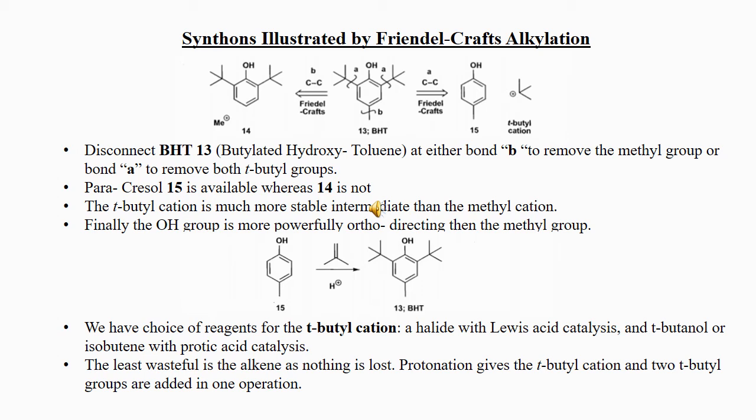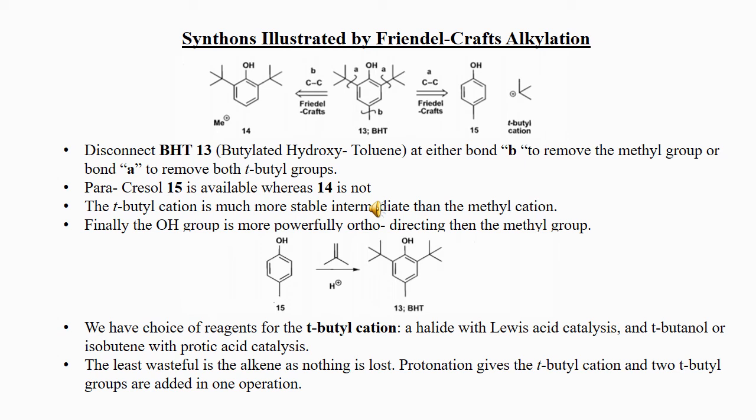So here you can note that 15, reacting with the substrate in the presence of acidic conditions, gave 13, BHT. There is an alkene which we have the choice to react with 15 to produce this. For the choice of reagents for the tertiary butyl cation, we can choose a halide with Lewis acid catalysis, or tertiary butanol or isobutene with protic acid.